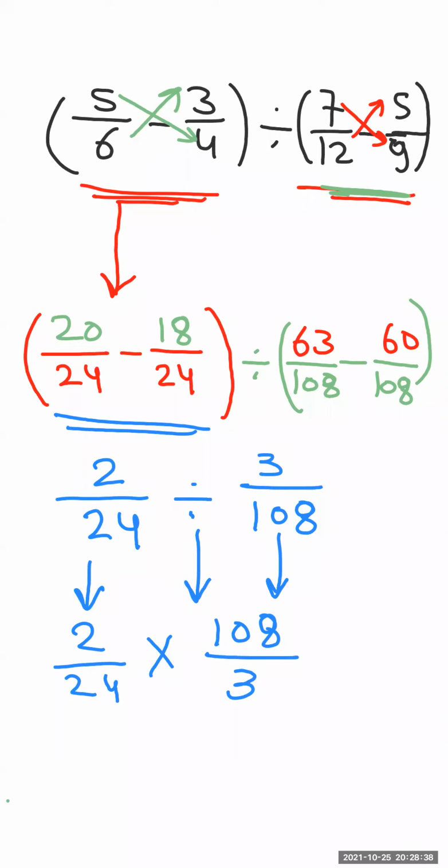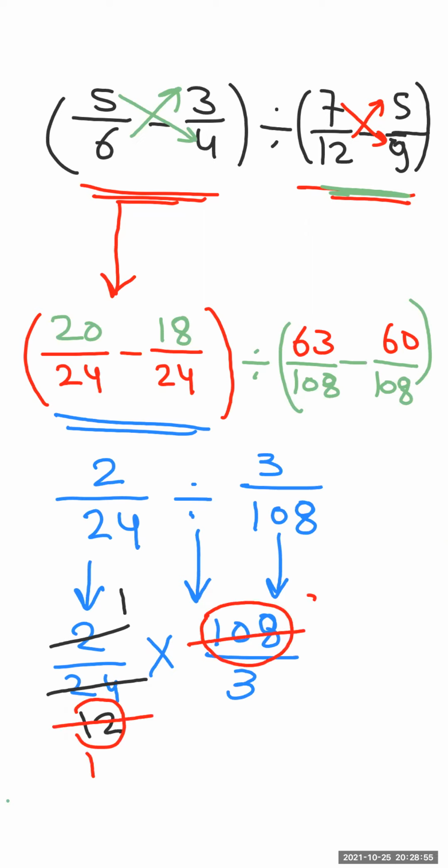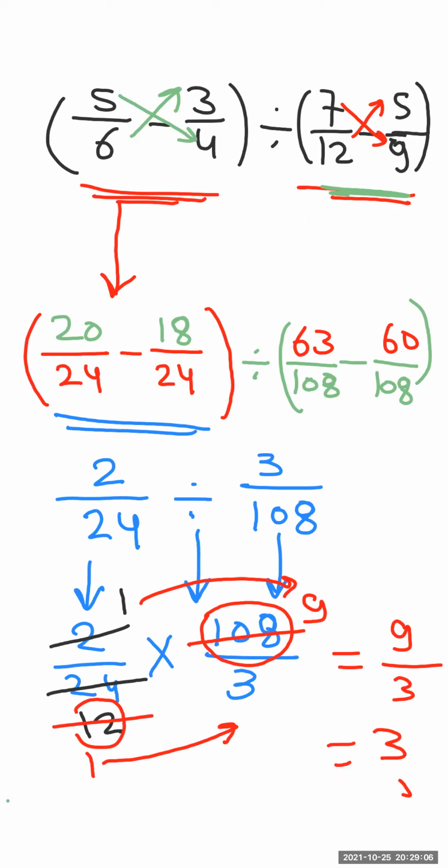Now we can divide 2 by 2 equal 1 and 24 by 2 equal 12. Okay, so simplify again. We can simplify this 12 and this 108. Divide 12 equal 1, divide 12 equal 9. Now it will equal 1 times 9 equal 9, 1 times 3 equal 3. So 9 over 3 equal 3. That's it.